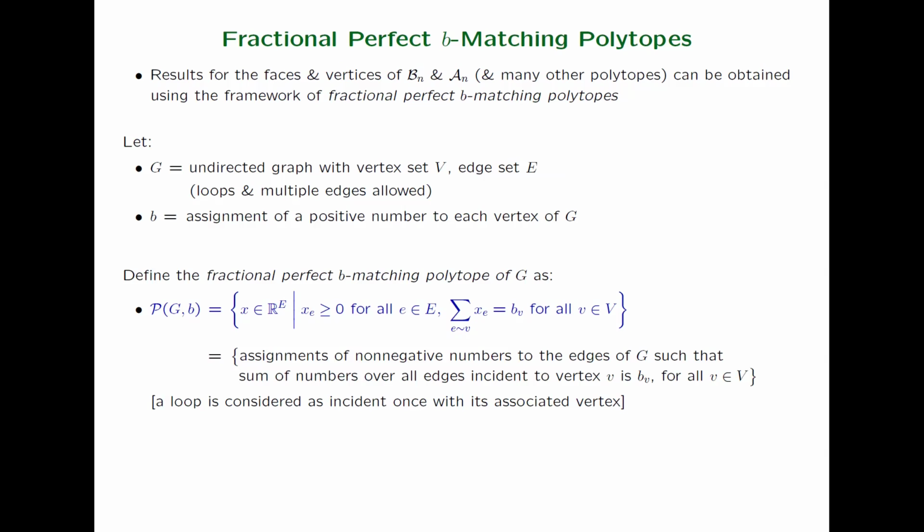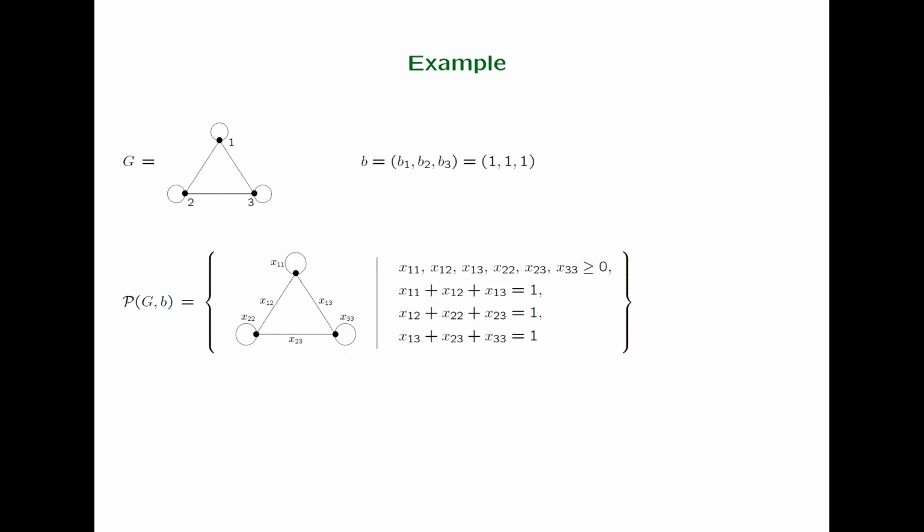Okay, so in general, you would define the fractional perfect matching polytope for a particular assignment of numbers b to each vertex as the assignment of non-negative numbers to all the edges of G, such that the sum of numbers over all edges incident to a vertex v is b_v, for all vertices. So this is the basic object we're looking at. Here's a more exotic example with some loops in it, but you can see here I'm just taking the entries of b to be 1, 1, 1. So that means at each of these vertices, the incident edges have numbers associated with them that add up to 1, and all the edge numbers are greater than or equal to 0.